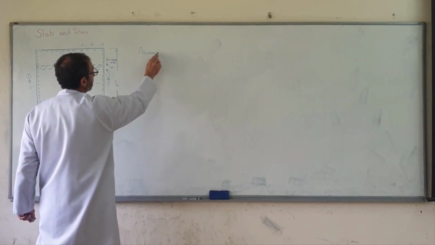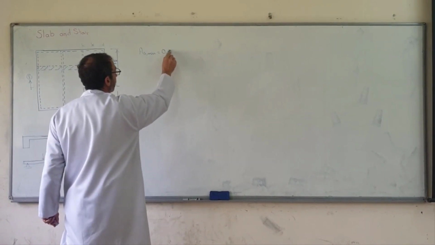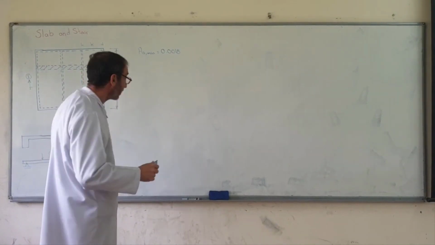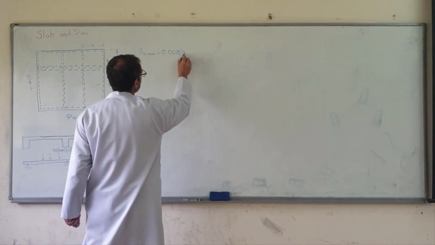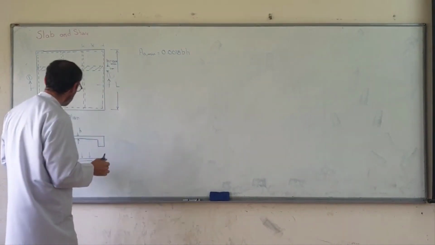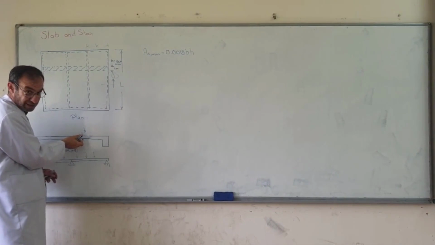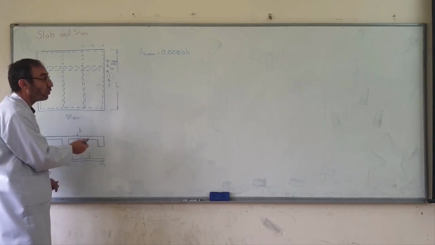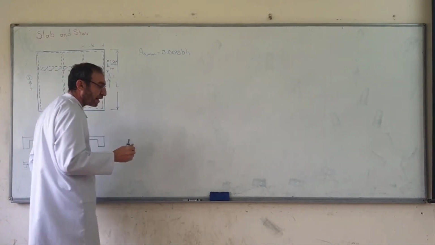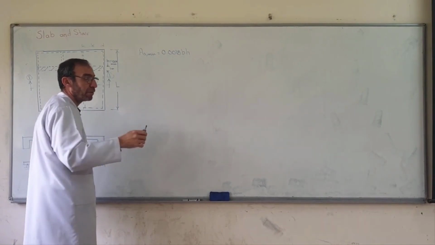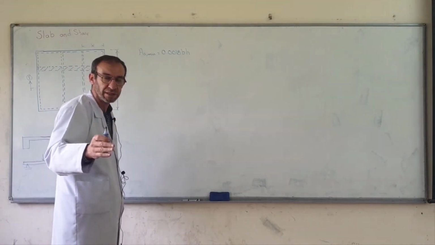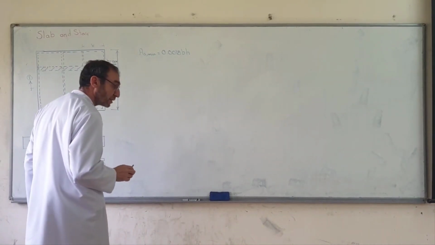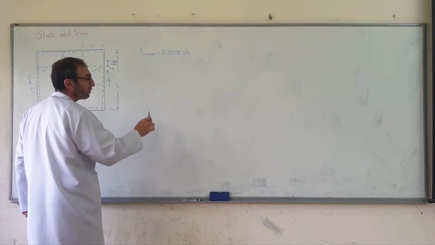According to the ACI specification for slabs, the minimum reinforcement is As minimum equal to b times h, where b is the width and h is the slab thickness, not d. This is the minimum: 0.0018 b times h.